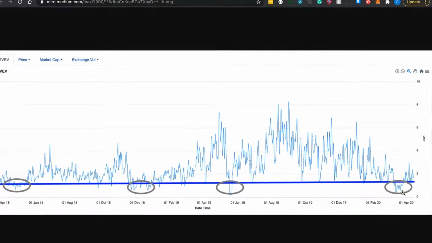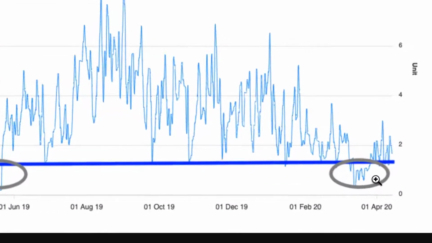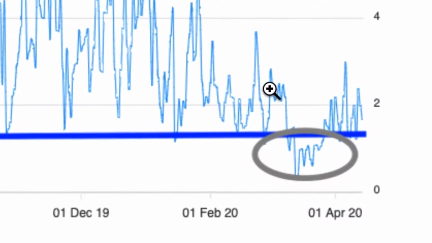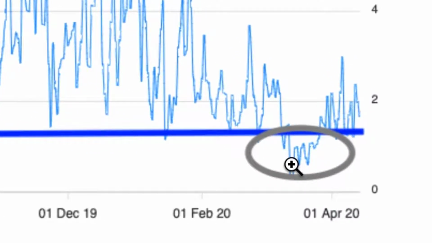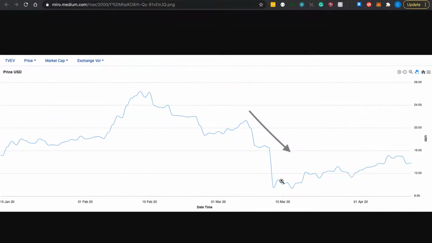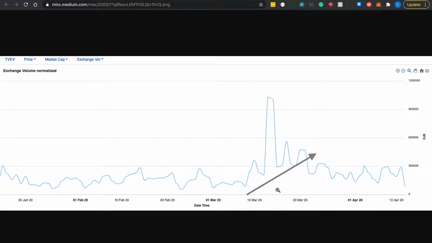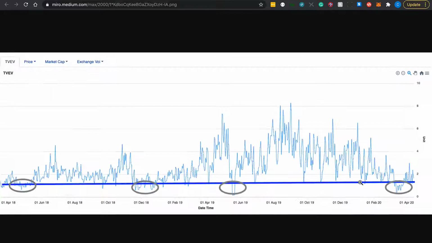This part is where it happened. So this is March of 2020. You can see the TVEV ratio dipping below the value 1, or the parity level for TVEV, going below 1, which happened through here. This is the price drop and an increase in the exchange volume. So this is what happened during that time.